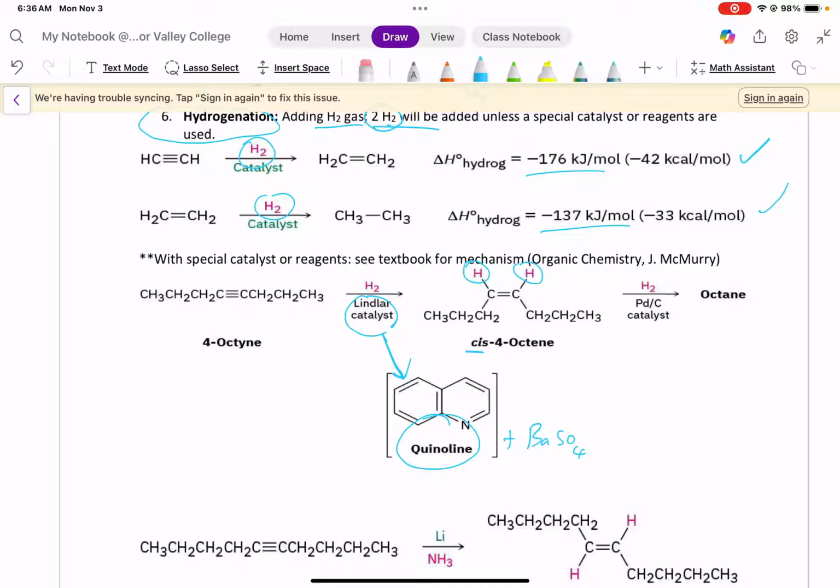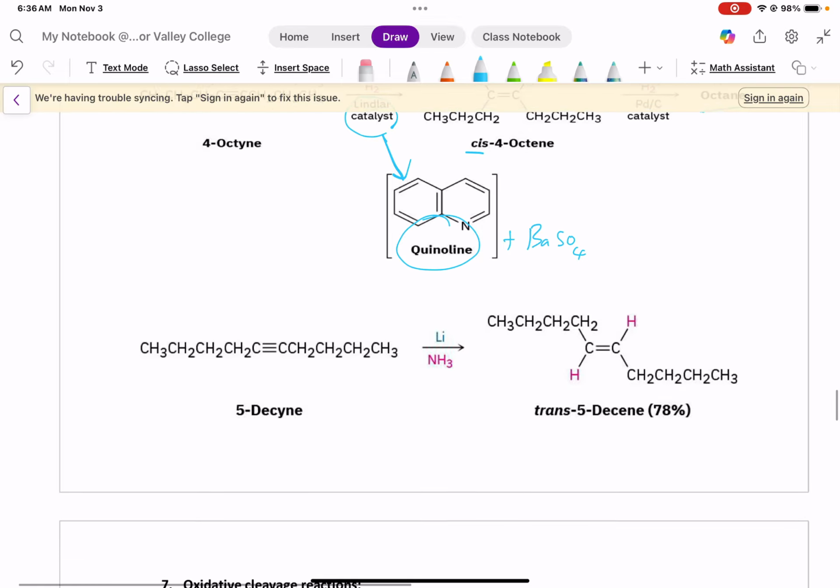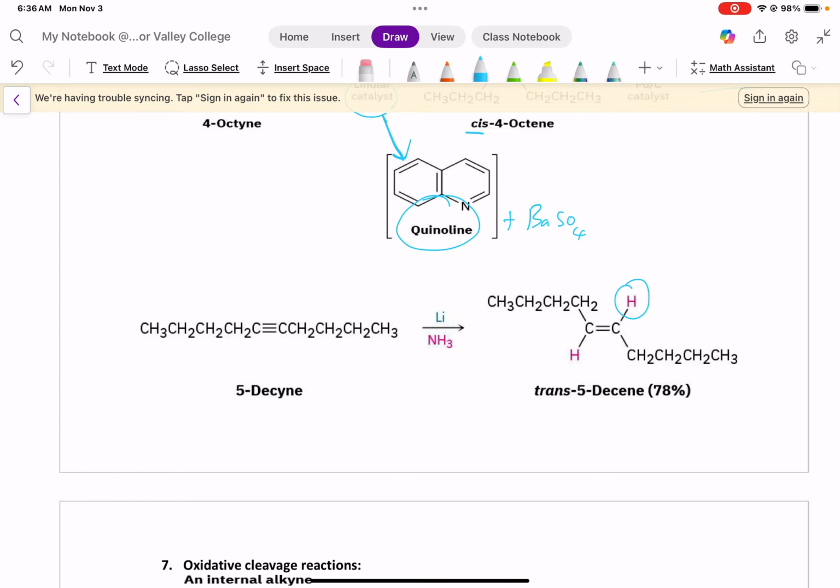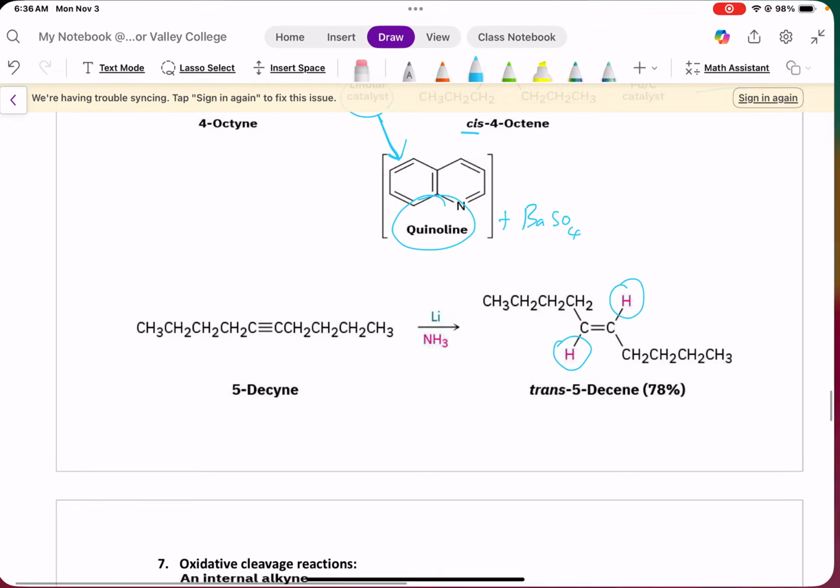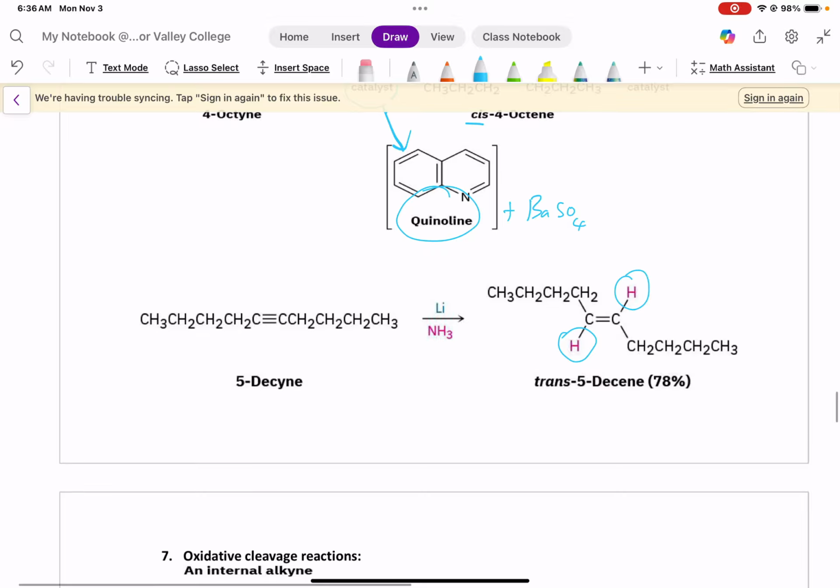Okay, and then we can keep it that way. Stop right there, or go on and reduce it all the way to alkane. Okay, now if we want to do a trans, we have to use different reagents. That will be either sodium or lithium, either one will work, in ammonia. So the triple bond will take the hydrogens from ammonia.